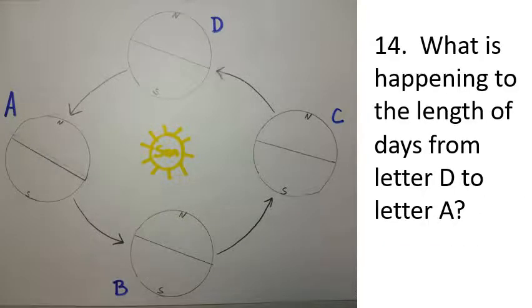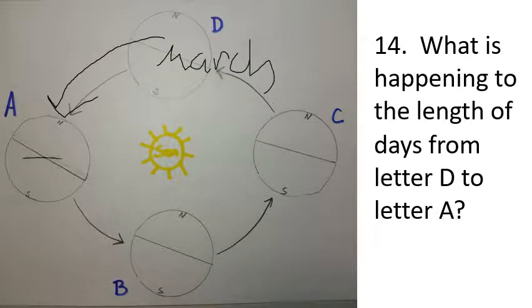What has happened to the length of days from D to A, though? Well, D is March. It's the start of spring. A over here is June, start of summer. The longest days are in the summertime. So what's happening to the length of days is that days are getting longer from D to A. That's also why we start to get warmer, because we're getting more sunlight.